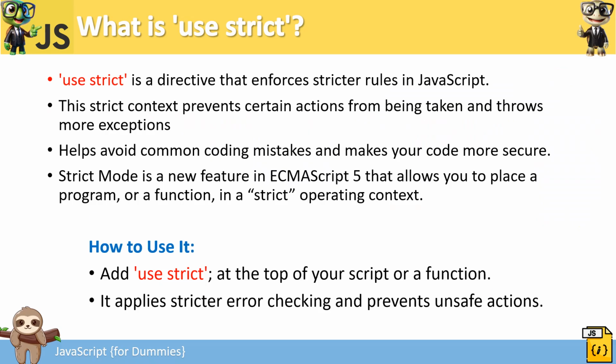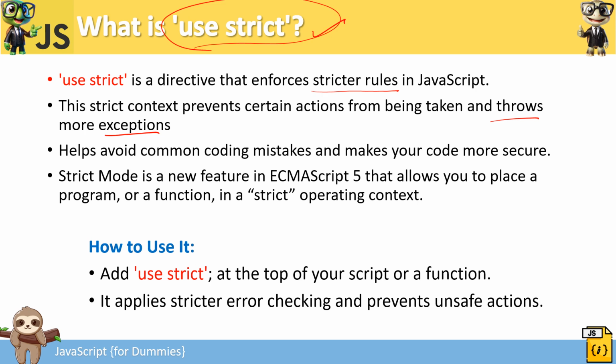Now, what exactly is use strict? Use strict is a directive that enforces stricter rules in JavaScript. The strict context prevents certain actions from being taken and throws exceptions, meaning that if you use this use strict feature, it enforces a stricter, cleaner discipline within your JavaScript coding. That way you follow a very standard practice and avoid certain pitfalls. And once you use the use strict feature, if you fall into certain pitfalls, it will actually throw exceptions and give you an error that, hey, this is wrong, as per the strict rule you cannot do this.